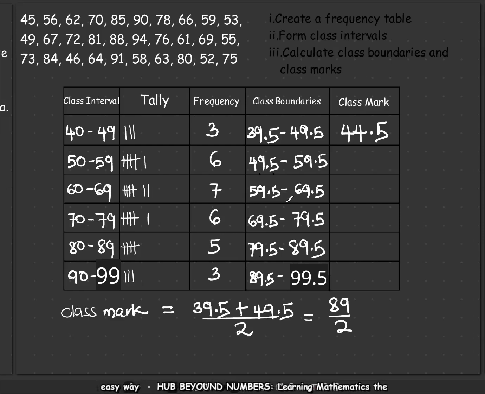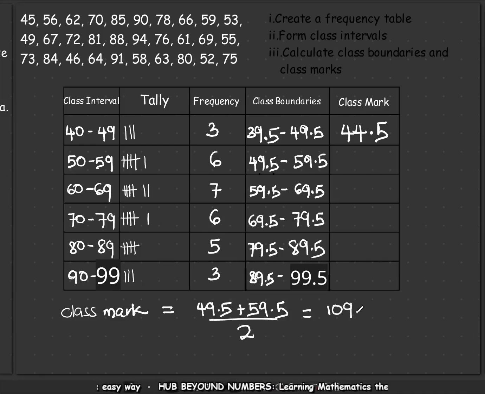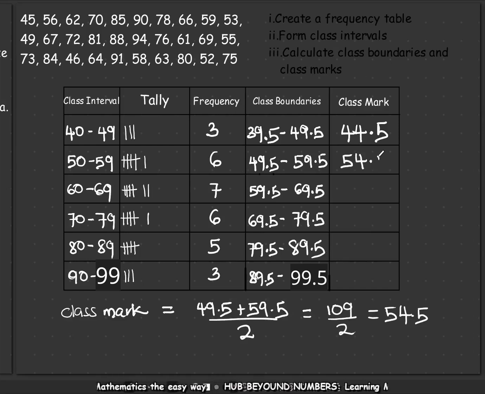Let's do the second one, and then you see the pattern. If you are able to identify the pattern, you just follow in that order, and there will be no need to calculate. So for the second one, you're going to get 49.5 plus 59.5. That is the lower plus the upper divided by 2. If we add that, we get 109 divided by 2, and that gives us 54.5. Do you see any pattern yet? The second one is giving us 54.5.